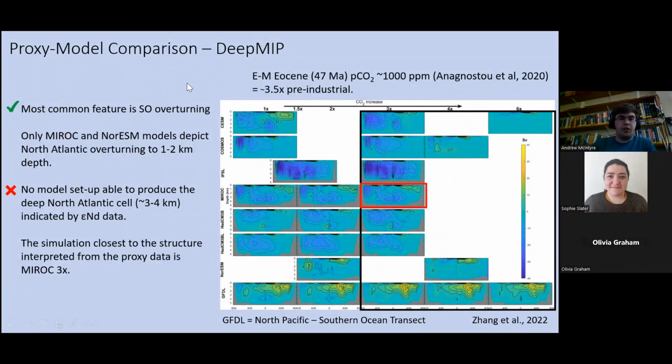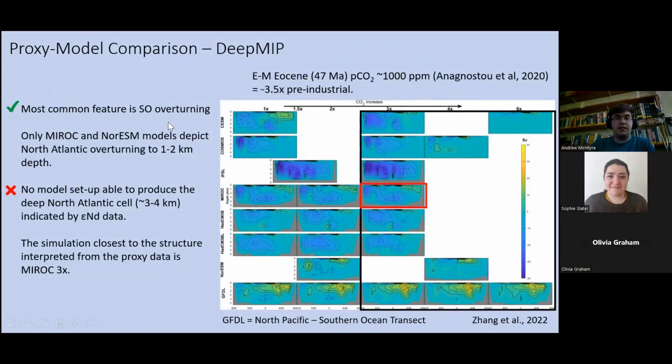I compared my proxy data to the DeepMIP models, a project that looks into modeling the climate and the ocean circulation systems during the Paleogene. They ran a series of simulations, and we're focusing on the right-hand side. This is 3 times higher CO2, which reflects the Eocene pCO2 values that we know of.